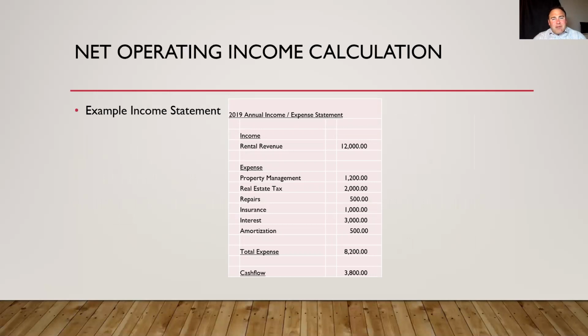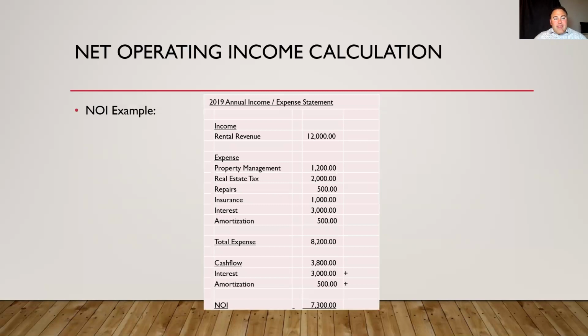Here's an example of an income statement, right? This is a very abbreviated, very small income statement, but for our educational purposes, it is perfect. So we have $12,000 in rental revenue, right? Top line here. We've got property management, real estate taxes, repairs, insurance, interest, and amortization, right? So in this particular income statement, we have $8,200 in expenses for $3,800 in cash flow. So very, very standard income statement that we would often see.